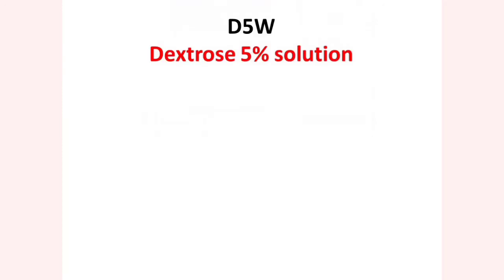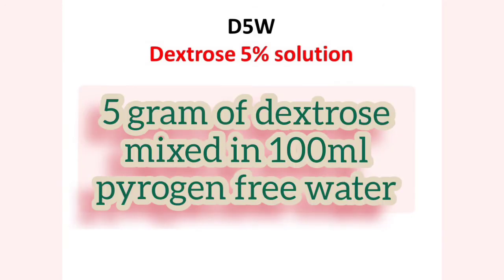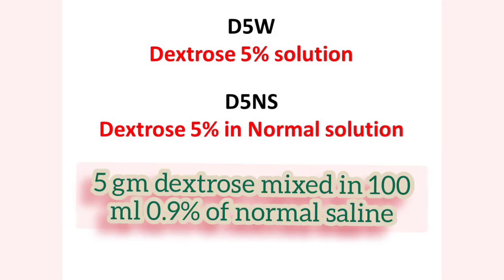The first one is D5W. D5W means dextrose 5% solution. It is made by solubilizing 5 gram of dextrose in 100 ml of pyrogen-free clean water. Another is D5NS, which means dextrose 5% in normal saline, which is prepared by taking 5 gram of dextrose in 0.9% 100 ml NS solution.